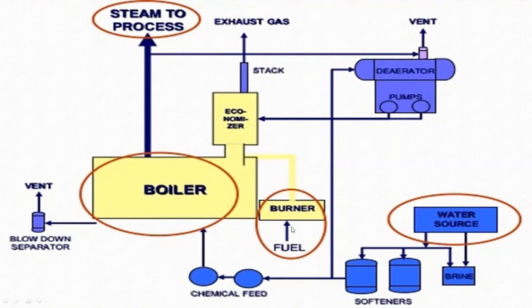So this is exactly one way we have the fuel line, and the other way we have the water line. The blue line relates to the water line and the yellow line relates to the fuel. That's exactly what happens in a boiler room.